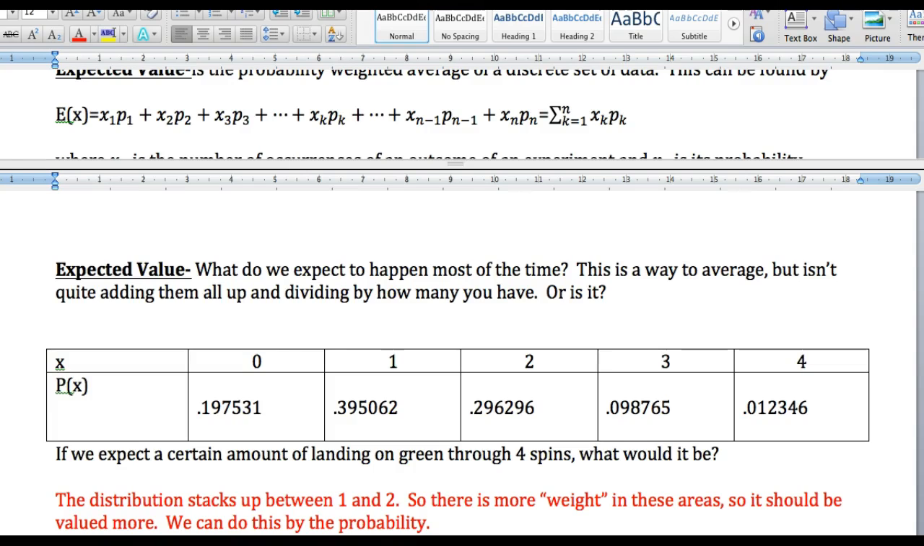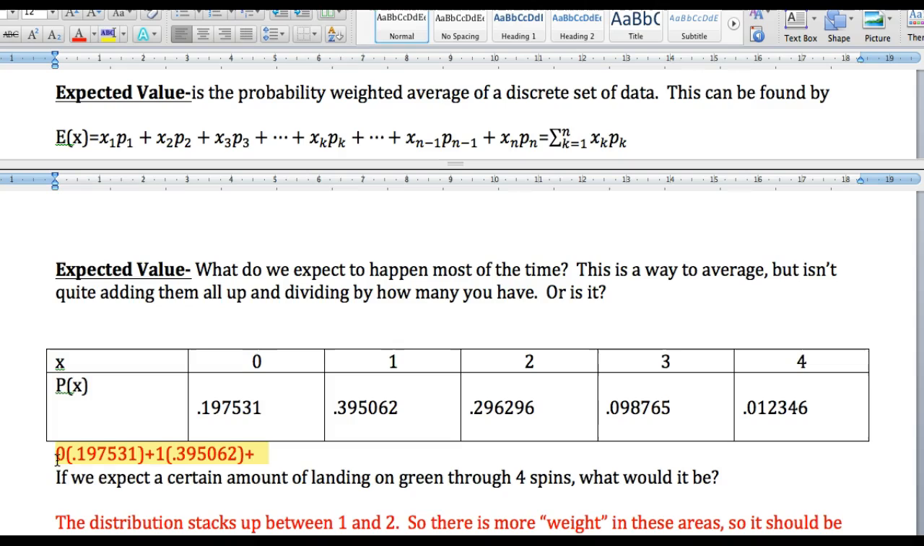If I want to calculate the weighted average, I start here at 0. For the 0 outcome, I take this value and multiply it by its probability, because that's how much the 0 is weighted. So I get 0 times 0.1975. That's the weight of the 0. Then I do the weight of the 1, so it's 0.395062 times 1. We can continue on in that fashion. I take this probability times this number, this probability times this number, and so on, and I end up with this situation here.